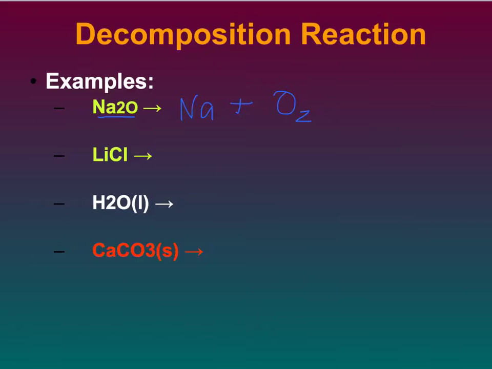So let's take a look at the third one, H2O. If you look, you have H plus O. Well, if you look back, hydrogen is diatomic and oxygen is diatomic. And so what we end up getting is H2 plus O2.